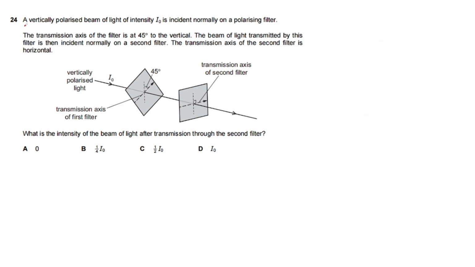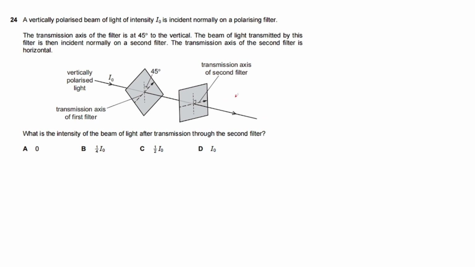Question number 24. A vertically polarized beam of light of intensity I0 is incident normally on a polarizing filter. The transmission axis of the filter is at 45 degrees to the vertical. The beam of light transmitted by this filter is then incident normally on a second filter. The transmission axis of the second filter is horizontal. What is the intensity of the beam of light after transmission through the second filter?